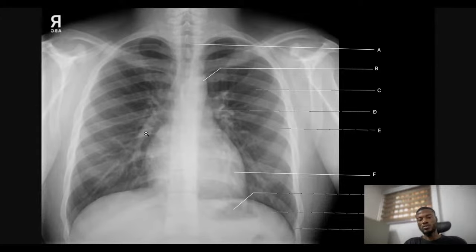So this is the trachea, from the neck to the carina, where it will bifurcate into the right main bronchus and the left main bronchus. This is right, look at the marker. This side is the right side. So right main bronchus, left main bronchus, then into branch, branch, branch, branch.